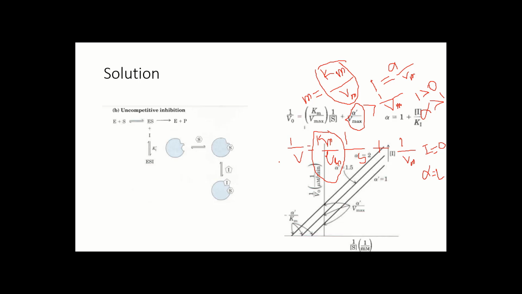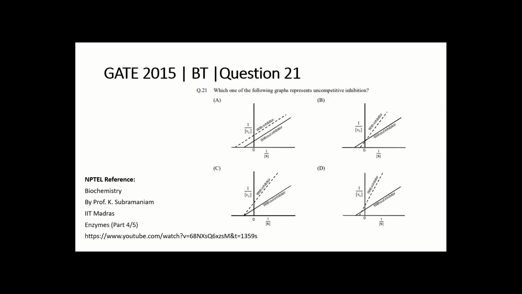So now we can check the options. In option A, the lines without inhibitor and with inhibitor are parallel, and with inhibitor the intercept length is more than without inhibitor, right? Without inhibitor the intercept length is this, and with inhibitor the intercept length is this, right? So this length is more with inhibitor than without inhibitor. So this is an example of uncompetitive inhibition, and the lines are also parallel.